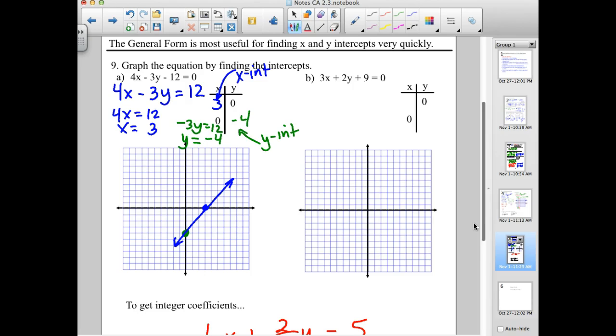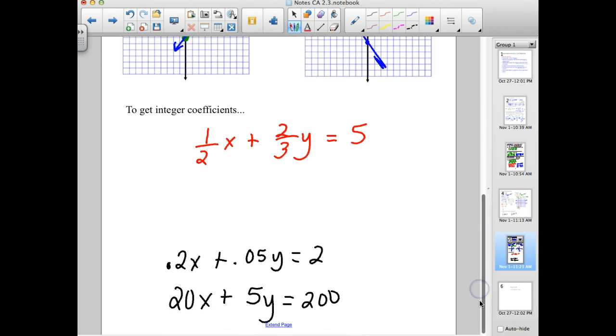All right, so at your tables, go ahead and try B. All right, checking. Let's move the 9 to the other side. If we replace y with 0, the 2y is gone. x would have to be negative 3. If we replace x with 0, then y has to be, yes, negative 4.5. All right, so negative 3 for an x-intercept and negative 4.5 for a y-intercept. You okay with that form?